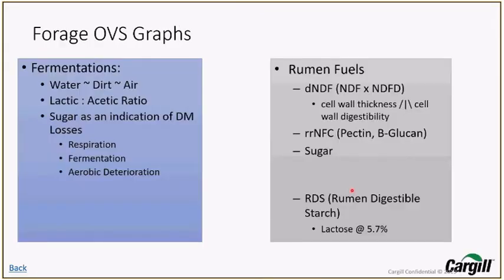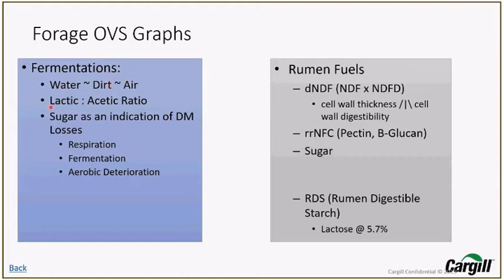So what we'll do is go through some forage OBS graphs, just the ones that describe water, dirt, and air. When I say water, it's going to be dry matter. When I say dirt, it's going to be the ash level. And when I say air, it's going to be acid detergent soluble crude protein, that measure of bound protein that happens when the temperature spikes up. So those are the three things that we can look at.